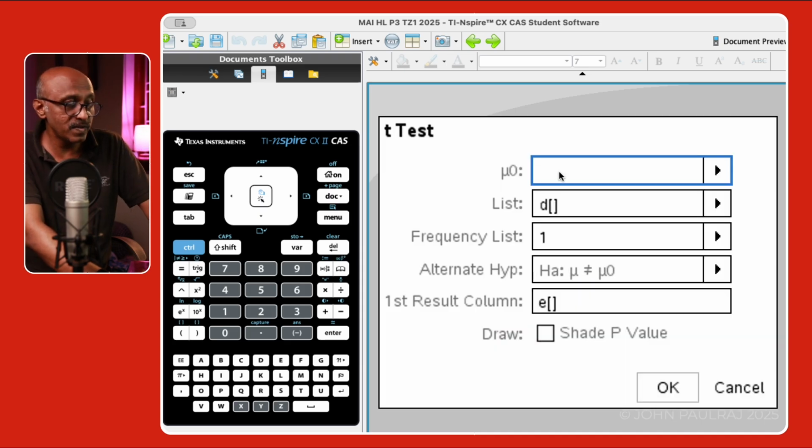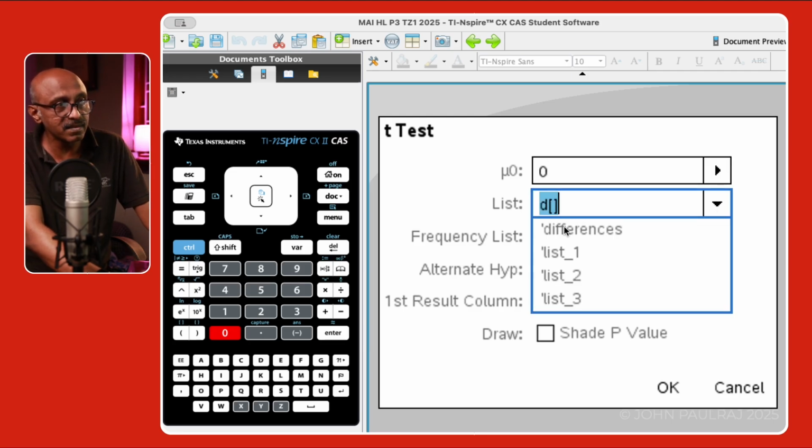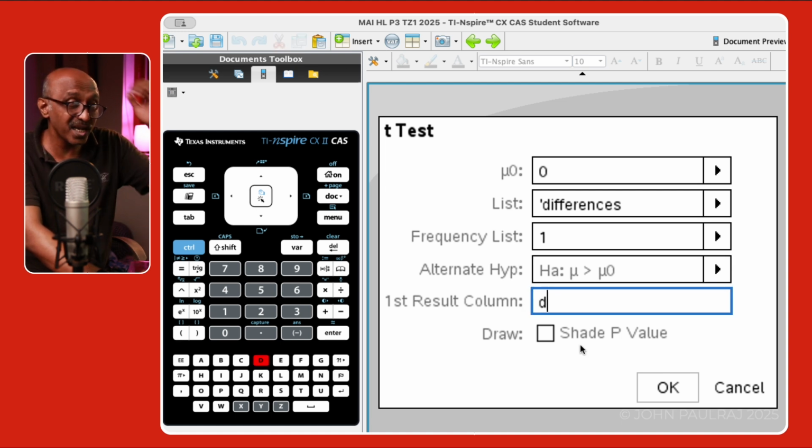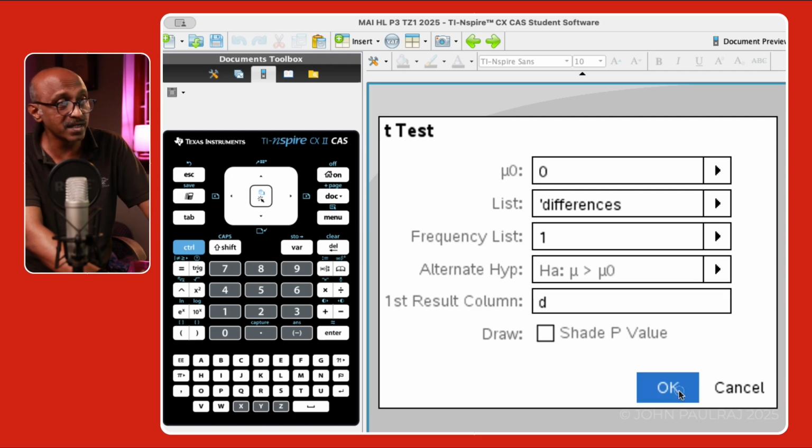So this one we'll take it as 0, as I have mentioned here. The difference is, saying that there is no difference. The list is coming from a list called differences. Frequency is 1. Alternative hypothesis, we want it to be greater than mu naught, because if mu naught is 0, greater than mu naught suggests that there is a difference. That means after the feed, the mean weight of the egg is greater than before the feed. First results, this can be D. And if you want, you can shade and see the curve and all. I'm not going to do that right now.